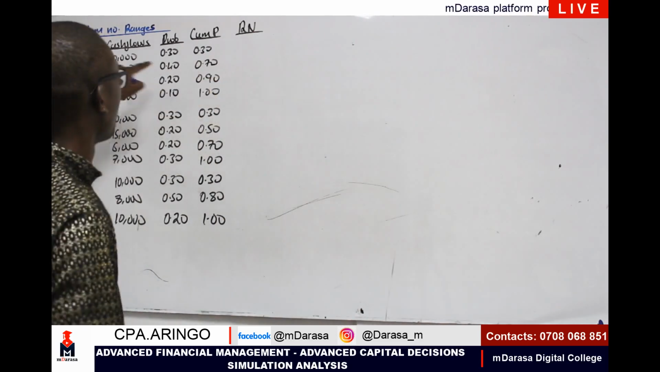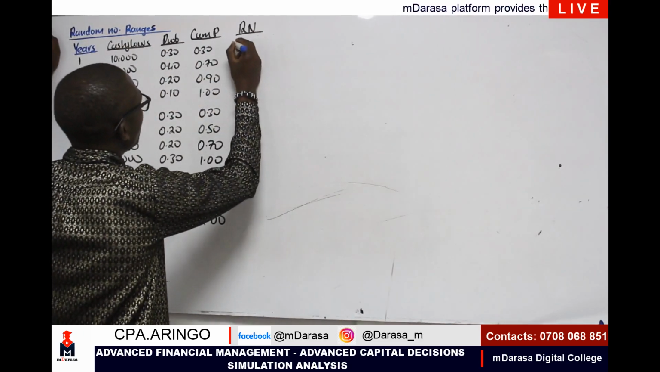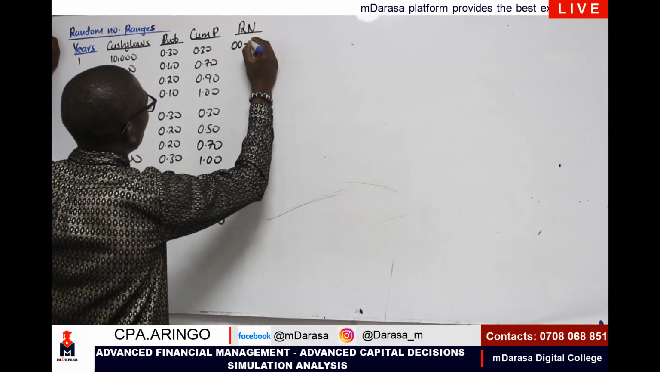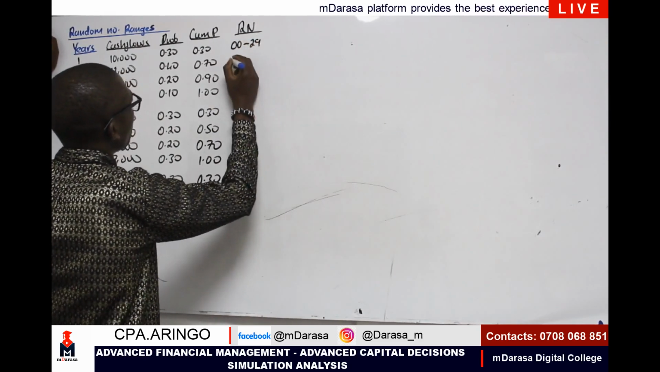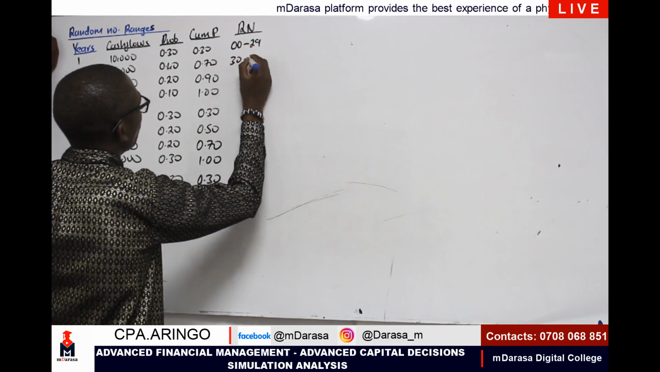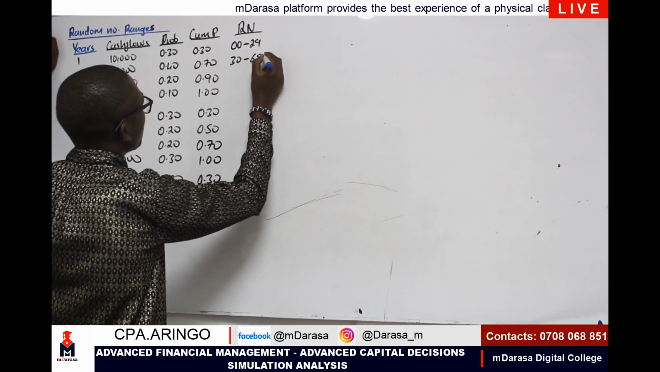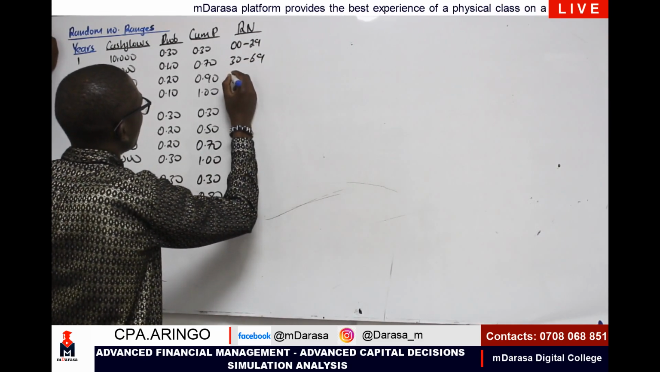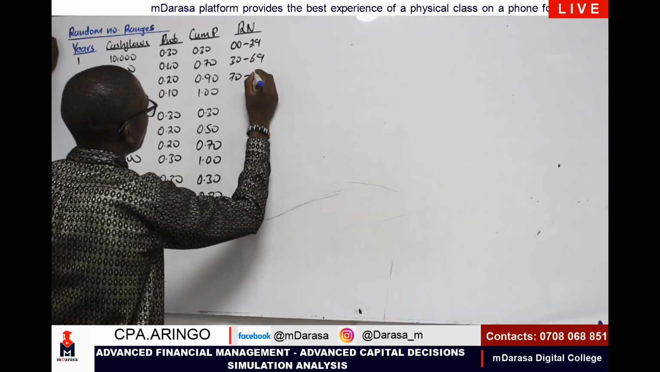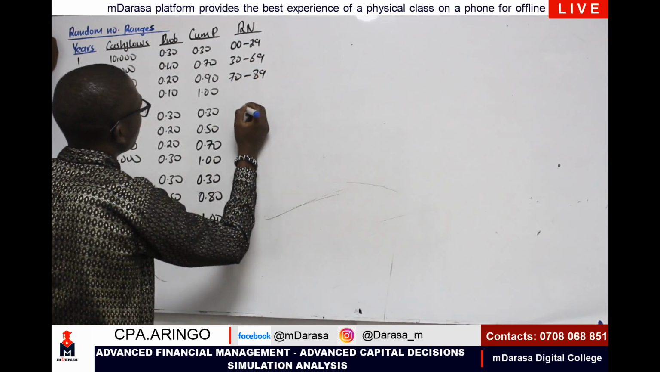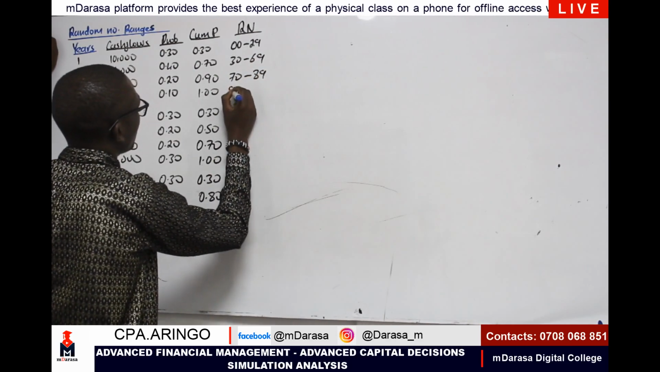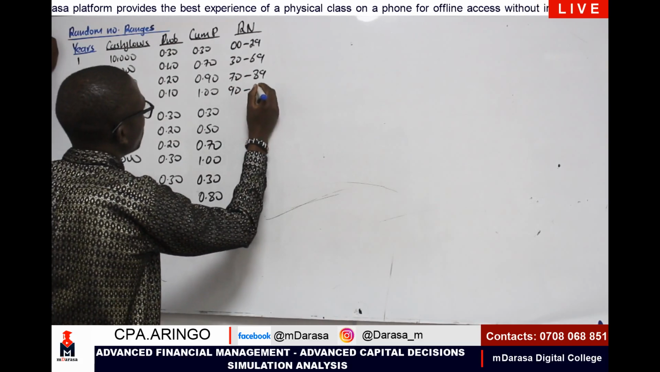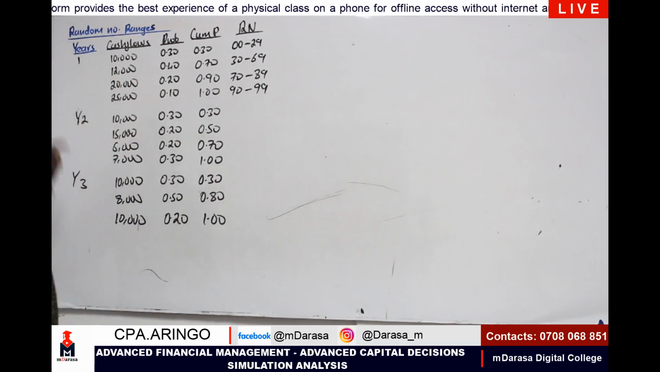The first one should be 00 to the lower limit, which is 29, then 30 to the lower limit of 70, which is 69, 70 to the lower limit of 90, which is 89, and 90 to the lower limit of 100, which is 99. Confirm that we are on the same page, kindly.